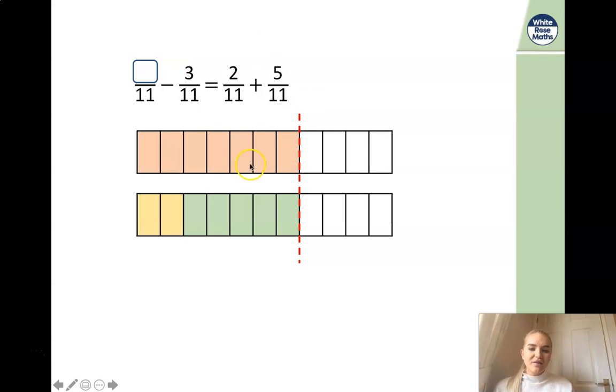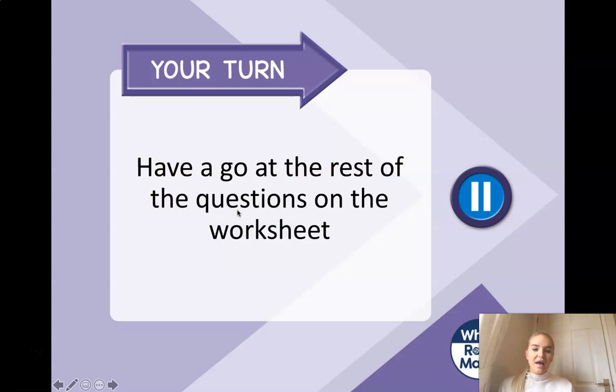Well, we can see that 7 elevenths is shown here. But to find out what our numbers started with, we can do the inverse. What's the inverse of subtraction? That's right, addition. So we can add our 3 on, and now we have got 1, 2, 3, 4, 5, 6, 7, 8, 9, 10. We started with 10 elevenths because 10 elevenths take away 3 elevenths gives us 7 elevenths, and 2 elevenths add 5 elevenths also gives us 7 elevenths. Can you please have a go at the rest of the questions on the worksheet? Off you go. Pause the video.